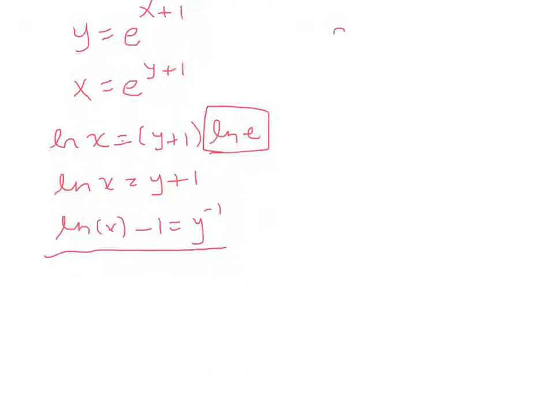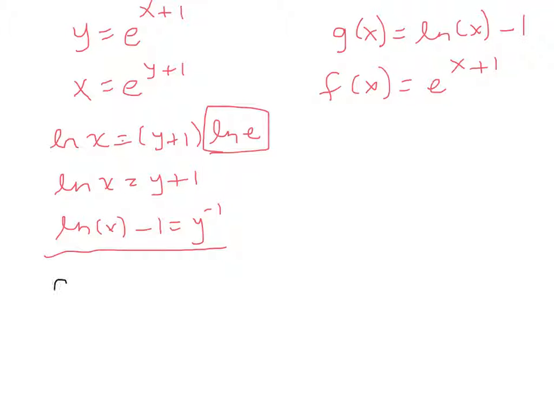So now we're going to call that g of x. G of x is the natural log of x minus 1. F of x is my original function, which was e to the x plus 1. And I want to find out if these are truly inverses, if the composition of f of g of x and g of f of x both come out to the same x answer.